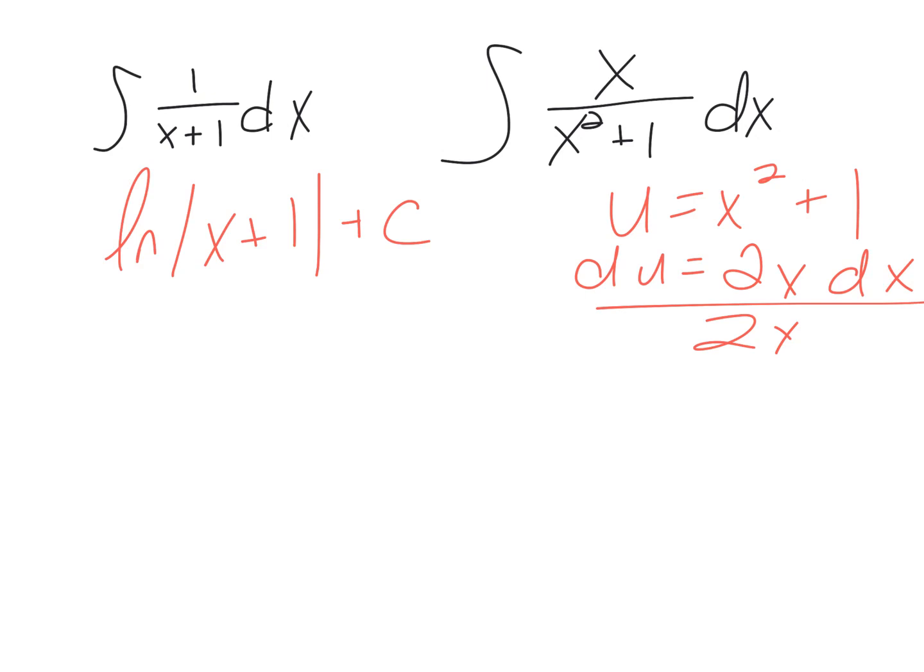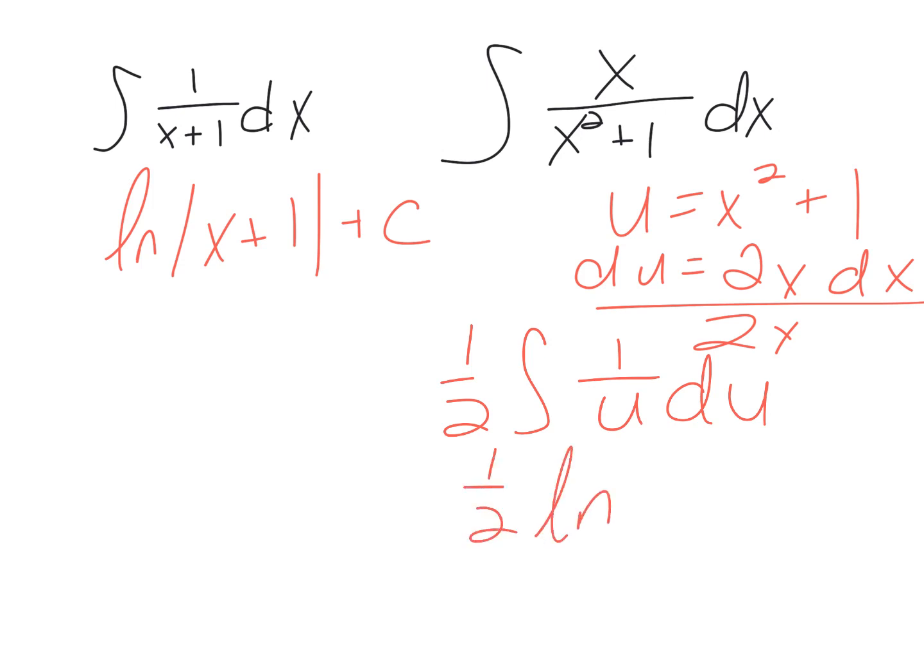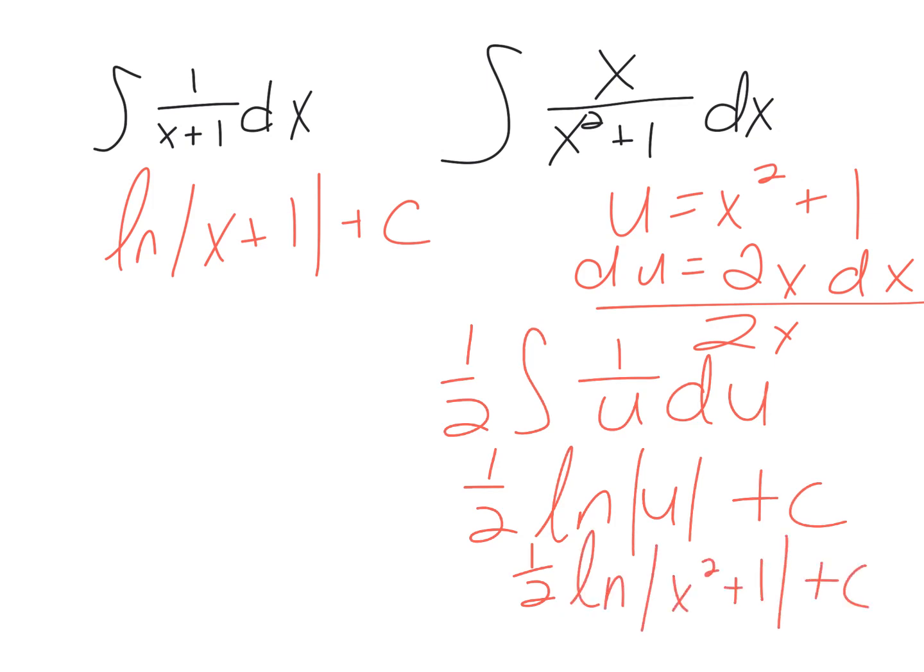Because we have a 2x as opposed to just simply x, we need to multiply by 1/2. Why 1/2? Because that's what's left over. If we do x over 2x, we're left with 1/2. So we're actually integrating 1/2 the integral of 1 over u du. And then you integrate to get 1/2 ln of the absolute value of u, as our rule says, plus c. And then we substitute in our u: 1/2 ln of the absolute value of x squared plus 1 plus c.